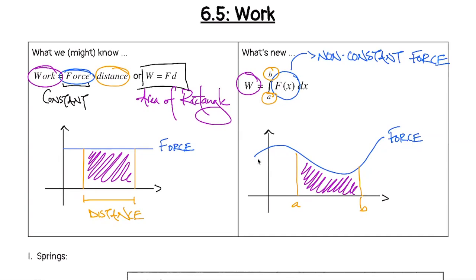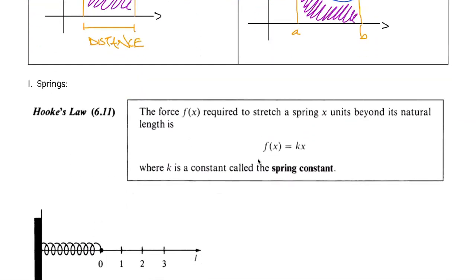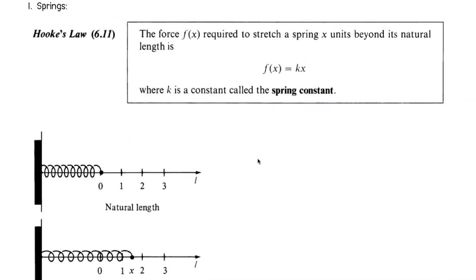Now we're going to take a look at two different scenarios, okay? There's a lot of other work applications. These are going to be the two that we focus on in this course, right? So we're going to focus on springs. Some of you may have heard about something called Hooke's law. And Hooke's law states that the force required to stretch a spring x units beyond its natural length is simply a linear situation. F of x equals kx, where k is a constant called the spring constant.